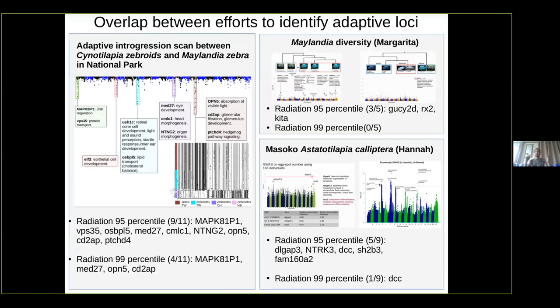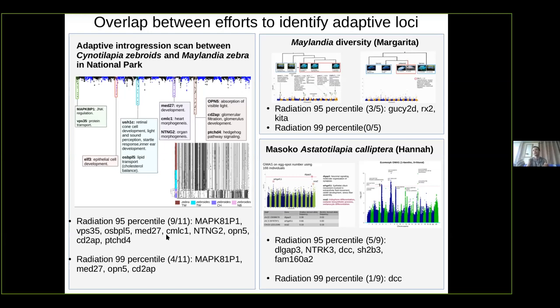Lastly, I'm just going to wrap up by taking all this together: all these different branches of the radiation tree that we've explored, plus the overall scan. Is what I found in the overall divergence scan lining up with what we found by exploring these separate avenues? In general, it's looking like there is some fairly appreciable overlap. So from the National Park study, here I'm looking at the 95 percentile outliers, and here are the 99 percentile outliers.